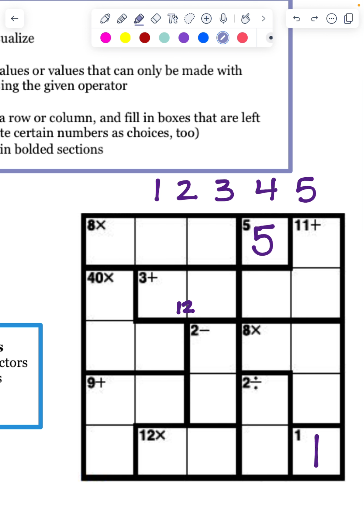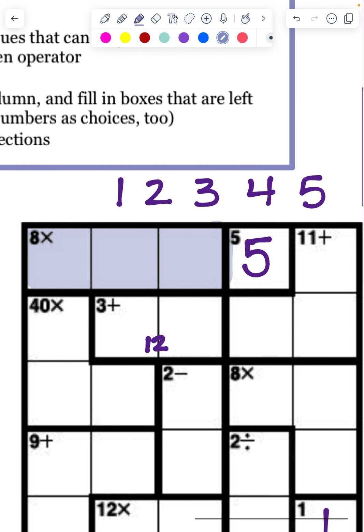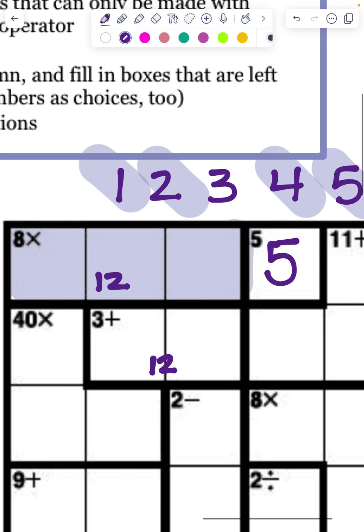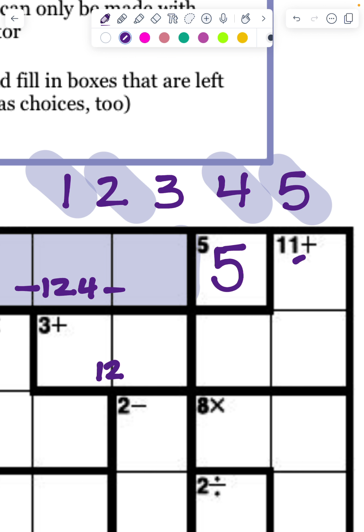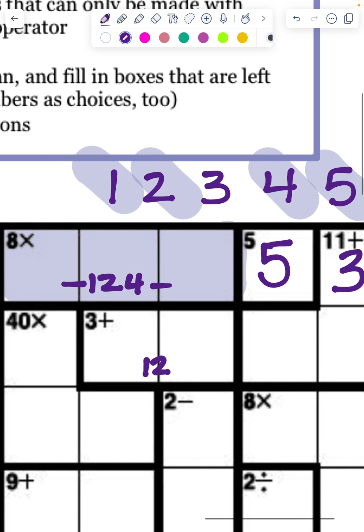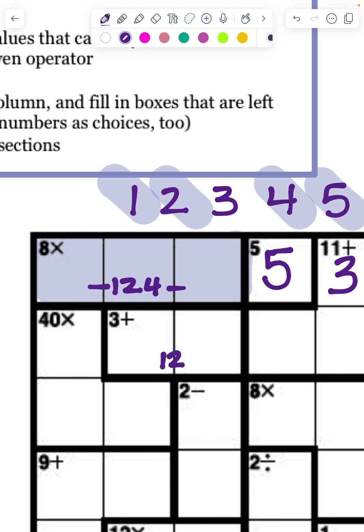Now I see also that here I have almost this whole row taken up by 8 times. And again, here's where visualizing my numbers helps me. I've already used 5 in this row. So with what's remaining, the only way to make 8 by multiplying 3 numbers together is 1 times 2 times 4. 3 is not even a factor of 8. I don't know how those are going to fill in that space, but what that does help me realize is that 3 is the only remaining number in that row that's left as an option.